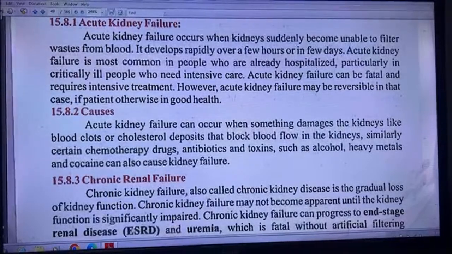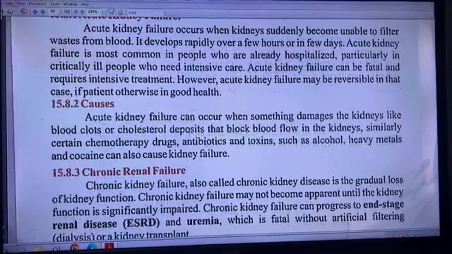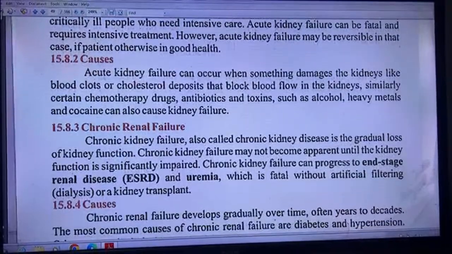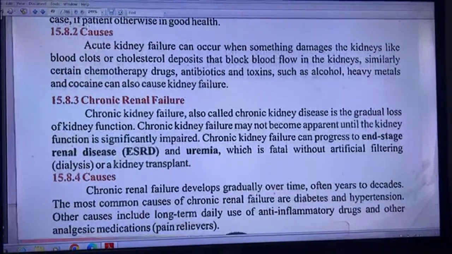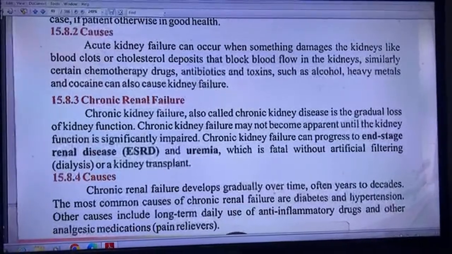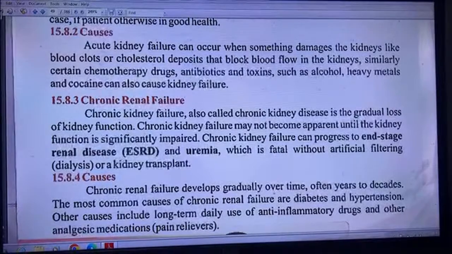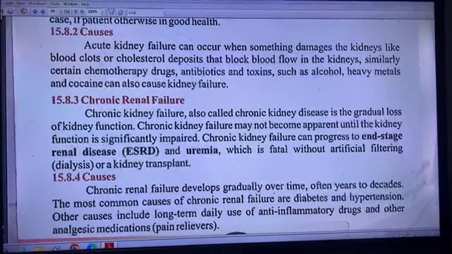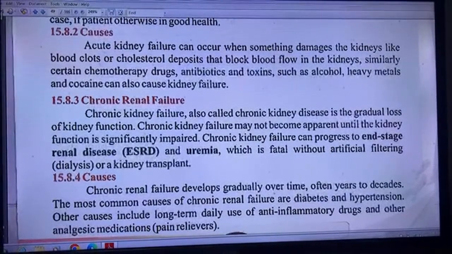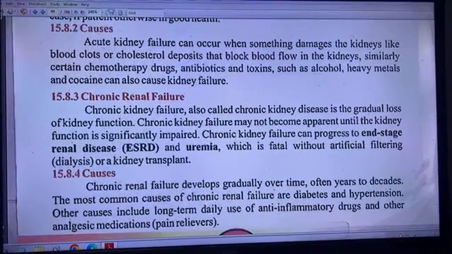Causes. Acute kidney failure can occur when something damages the kidney, like blood clots or cholesterol deposits that block blood flow in the kidney. Similarly, certain chemotherapy drugs, antibiotics, and toxins such as alcohol, heavy metals, and cocaine can also cause kidney failure. Chronic renal failure.